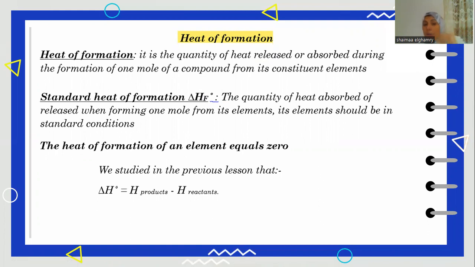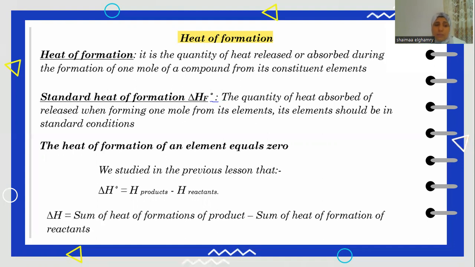Also, the equation of heat of formation could have only what? 1 mole of the product, and the product should be represented by only 1 mole. So it is a heat of formation equation. The standard heat of formation is the quantity of heat absorbed or released when forming 1 mole from its elements. Its elements should be in a standard condition.